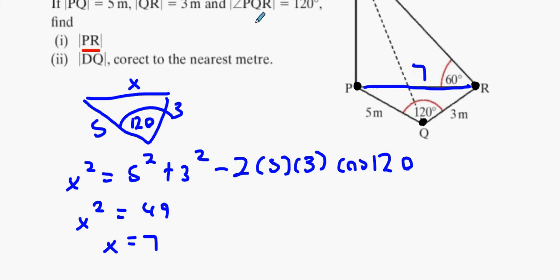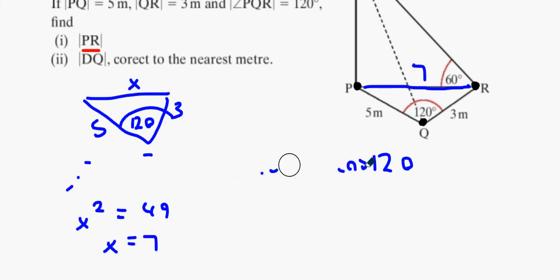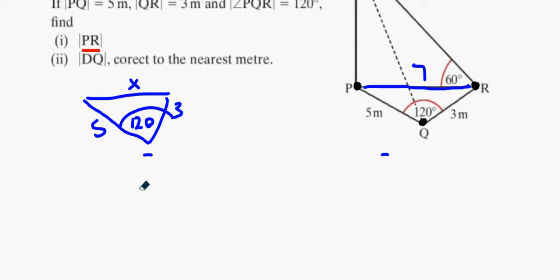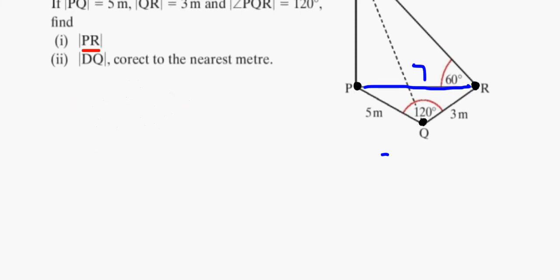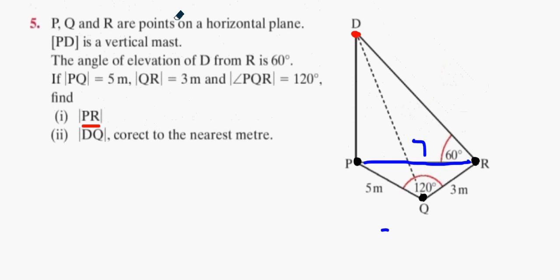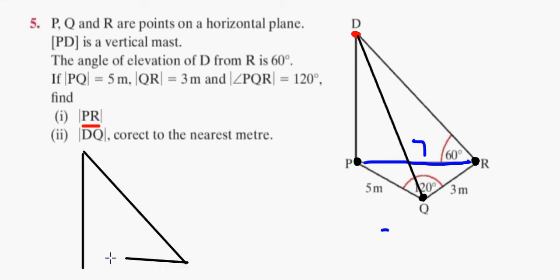Alright? Next one. Find DQ correct to the nearest meter. DQ. Which one's DQ? Alright, we'll go back up. And we'll say DQ. Alright, this one here. So there's our target, D to Q. That's not so bad. What triangle can I use? I'm going to use a right angle triangle. Which triangle do you think is the easiest triangle to use?